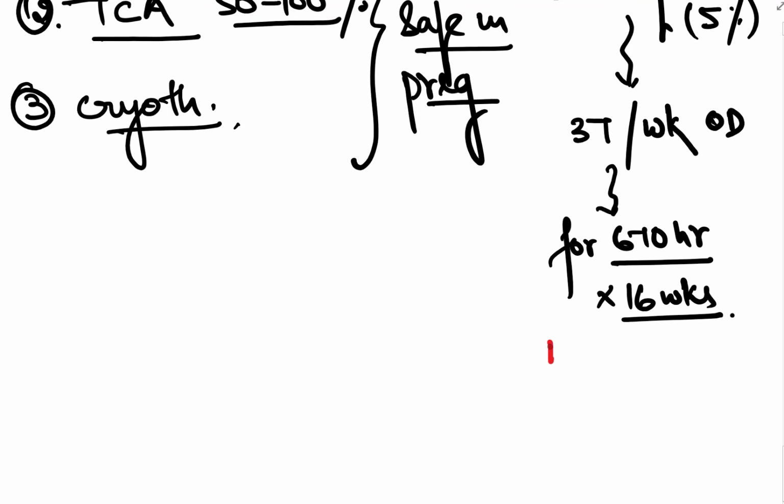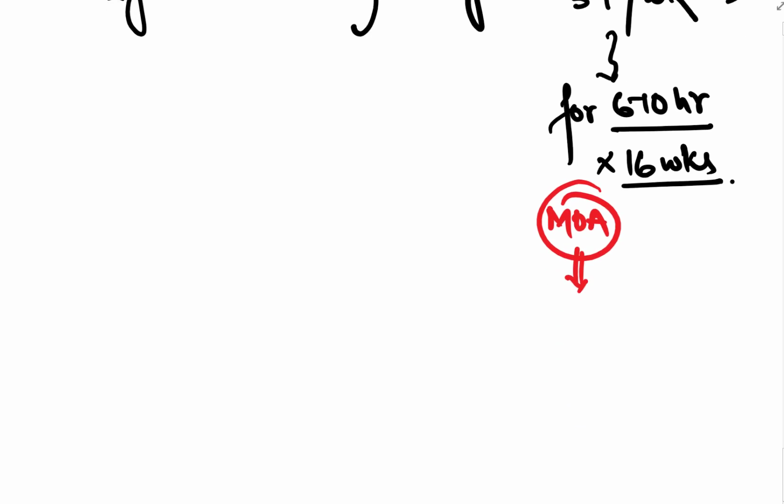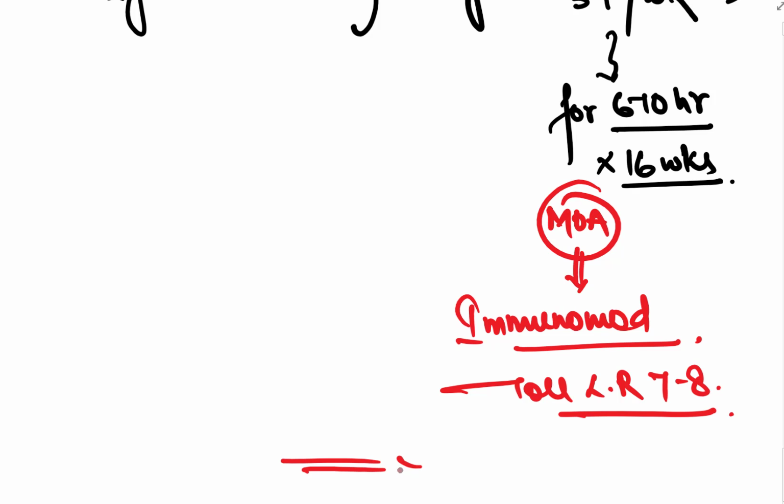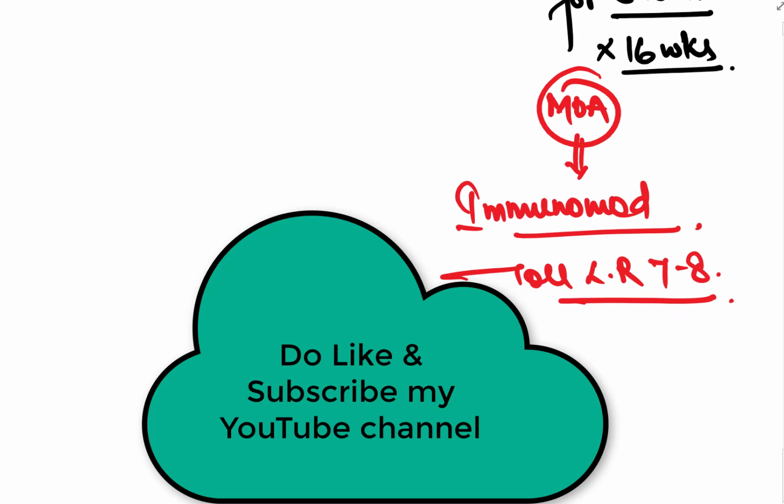And if you talk about the mechanism of action of imiquimod, it is immunomodulator. It actually acts on toll-like receptor 7 and 8. So this is all about anogenital warts, and recently there was a question in November AIIMS 2016 on anogenital warts. So these points will help you answer such questions correctly.